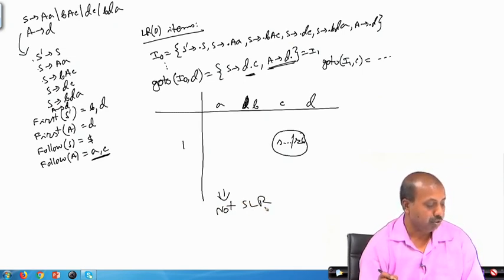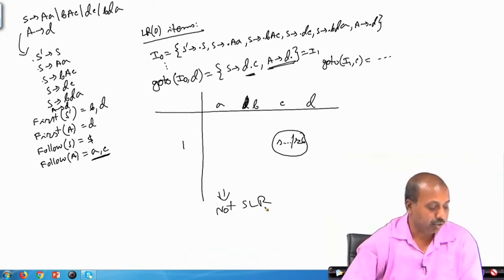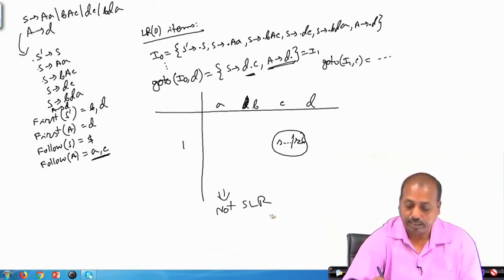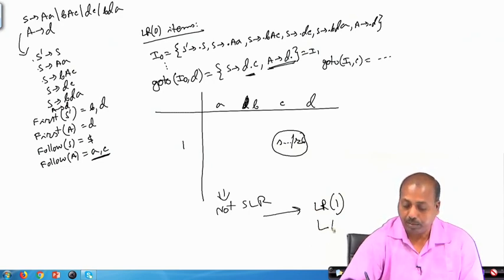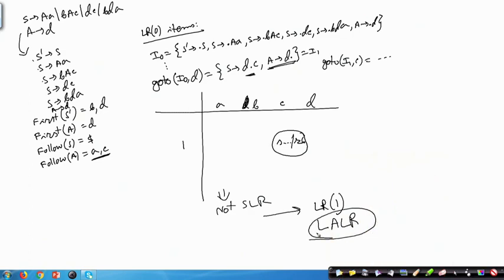Now, it can be shown that this can successfully give me an LR1 parser. In fact, for this particular grammar you can see that this can also give me an LALR parser. Okay. We will do that exercise later. We will see that this particular grammar, though it is not SLR, is LR1 as well as LALR1. Okay. So, we will continue in the next class.